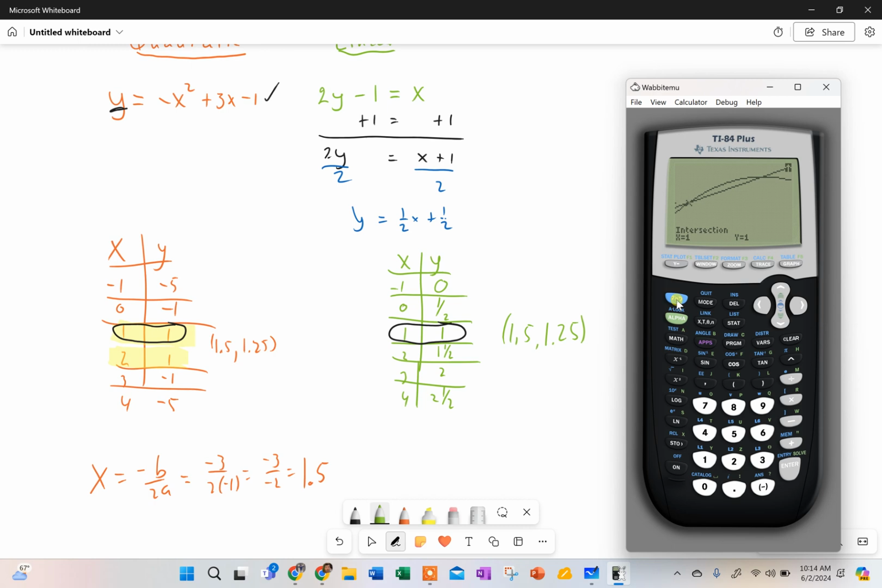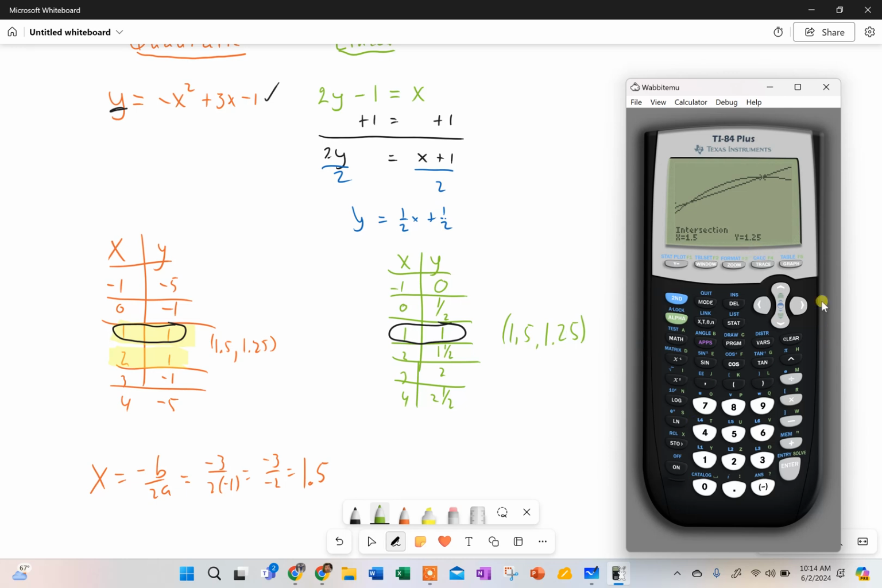So then I'm going to press second and trace again. I'm going to press 5 again. And now I'm going to find our second intersection point. I'm traveling on the parabola. I'm going to press enter here. Now I'm traveling on the linear equation. I'm going to go past our intersection. I'm going to press enter here. It says guess. Nope, not going to guess. There it is, 1.5 and 1.25.